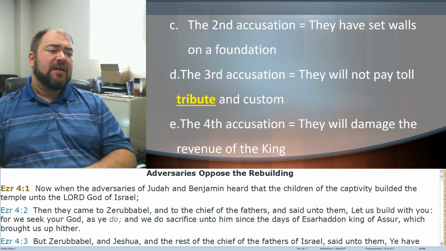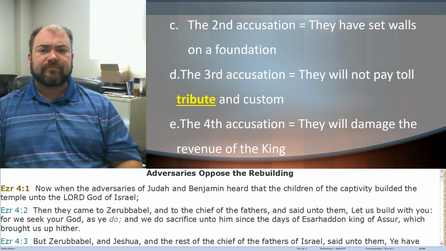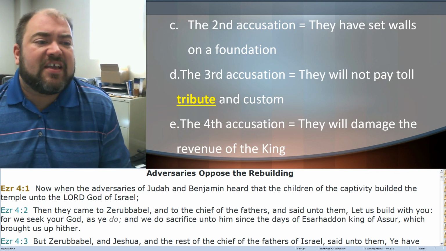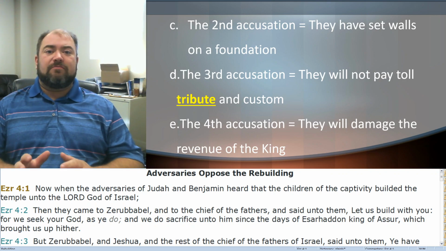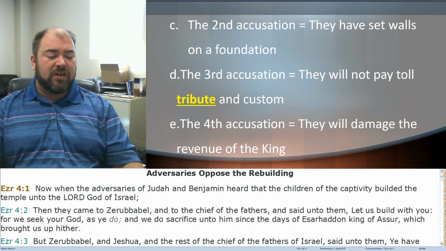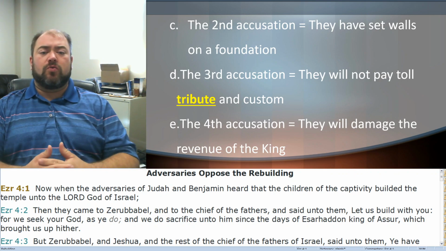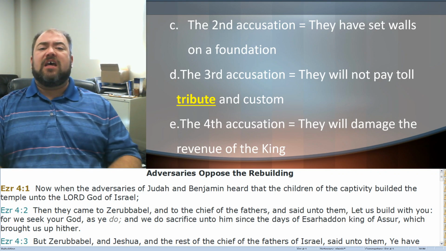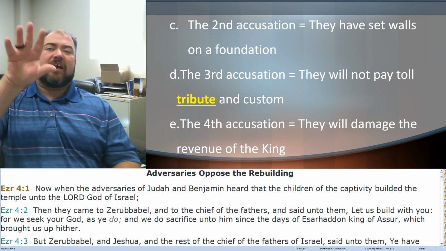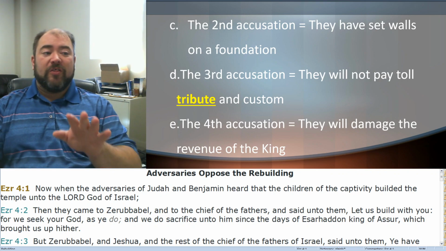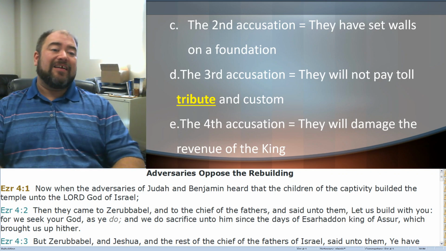The second accusation was that they've set walls on a foundation. Now, the reason this is a bad accusation is because they were trying to make the assumption that the king had not given them permission to build this. Basically, they're trying to trip the king up on his own words. Well, king, you told them they could come and they could worship. You told them that they could come and maybe build an altar and sacrifice unto God. But did you know they're actually building foundations, they're building walls, they're rebuilding this city?